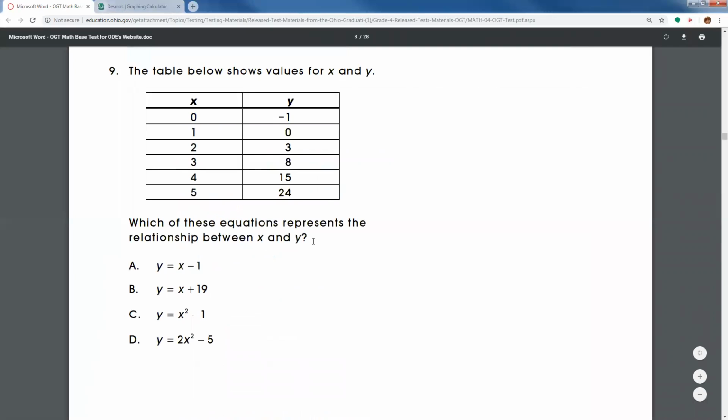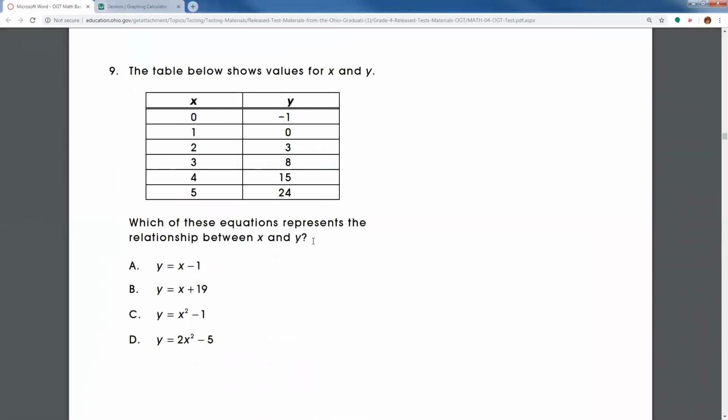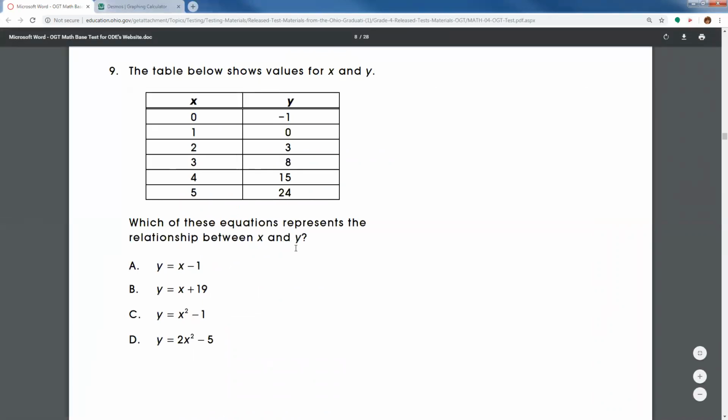Okay. I don't think we've seen one of these problems for a while. I'm not even sure we've talked about a problem like this. Yeah, the X and the Y. Yeah, we did. So the table below shows the values for X and Y. Which of these equations represents the relationship between X and Y? Yeah, we did a table like this a couple weeks ago.